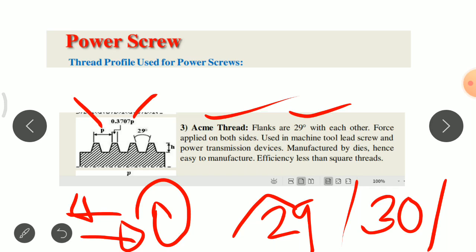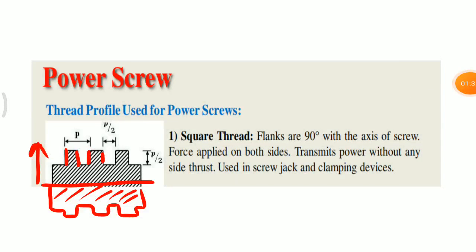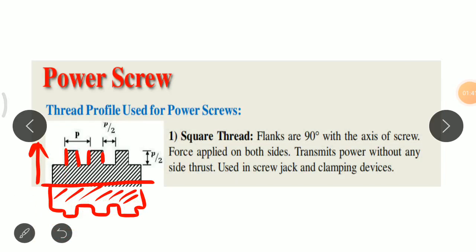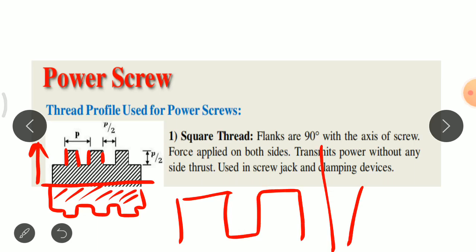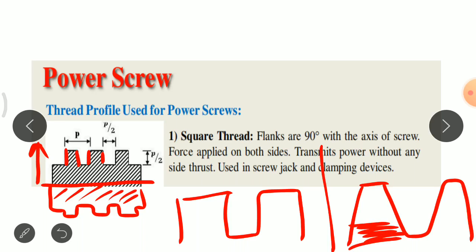Here you can see this is the square thread profile, and at its side we draw the Acme thread with an angle of 29 degrees. This section is called the root section and this section is called the crest section. Here you can see that the area at the root section is the maximum, so the shear stress capacity is larger than that of square threads.